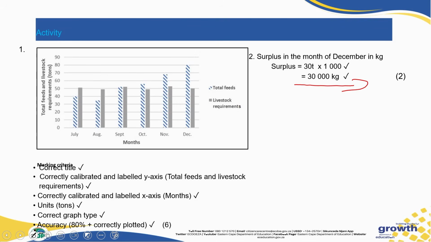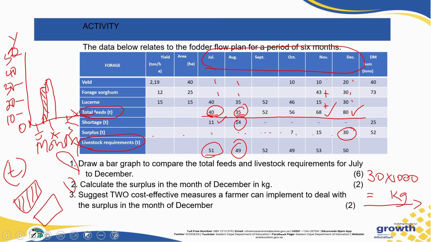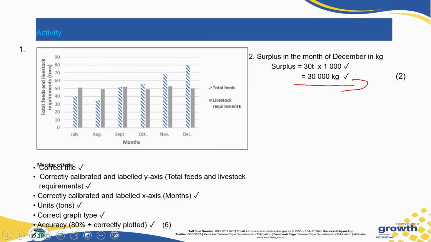Then thirdly, suggest 2 cost-effective measures for a farmer to implement to deal with the surplus in the month of December. If the feed is more, if it has been produced as an oversupply, what can a farmer do? Now let us look at the next page. And Mfundi, let us answer this as homework: what a farmer will do to deal with the surplus in the month of December.